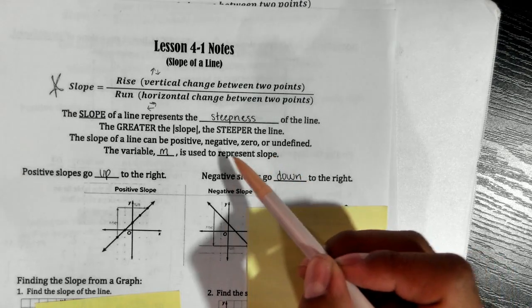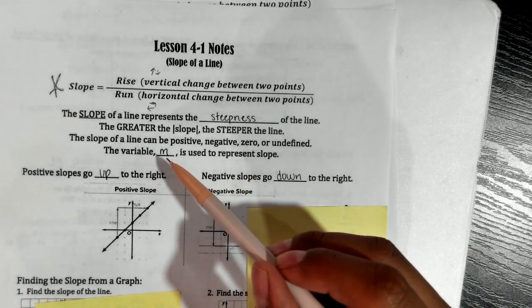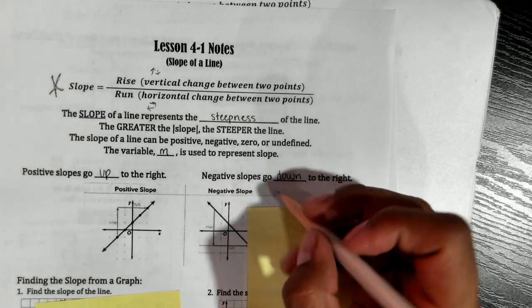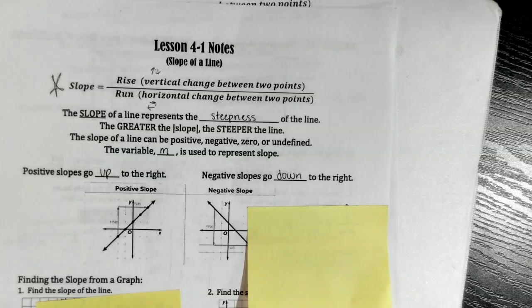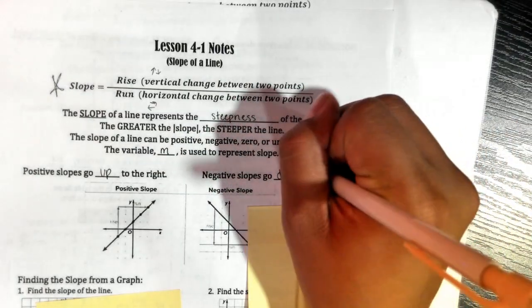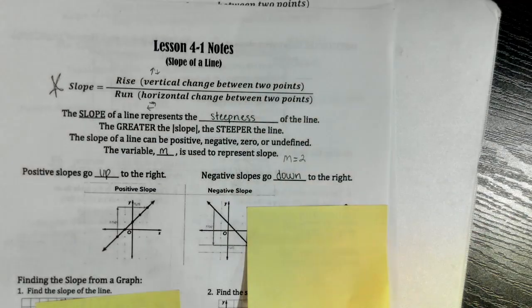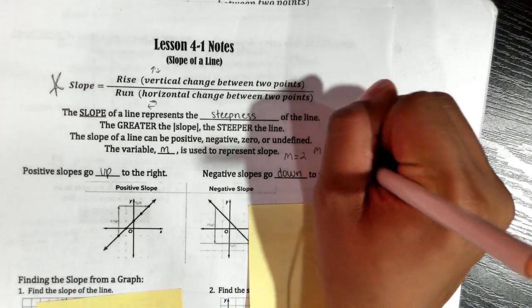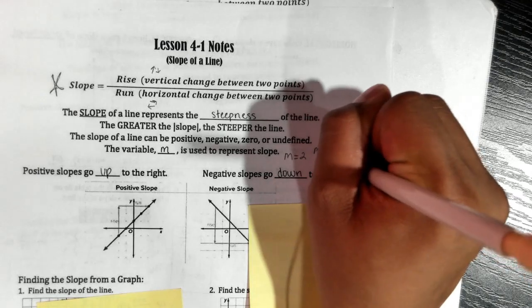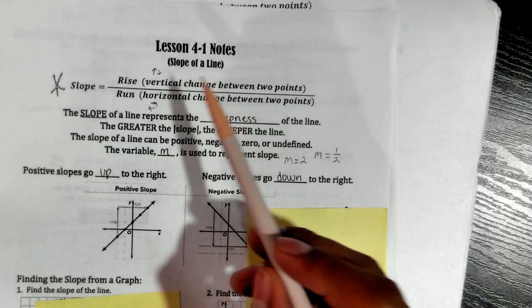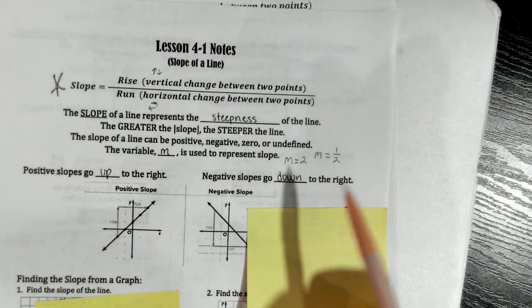4 different options. The variable m is used to represent slope. Meaning if I told you that slope was 2, you would write this down as the slope, m, is equal to 2. Or if I said that the slope of a line is 1/2, you would put m is equal to 1/2. Meaning that our rise would be 1 and our run would be 2.